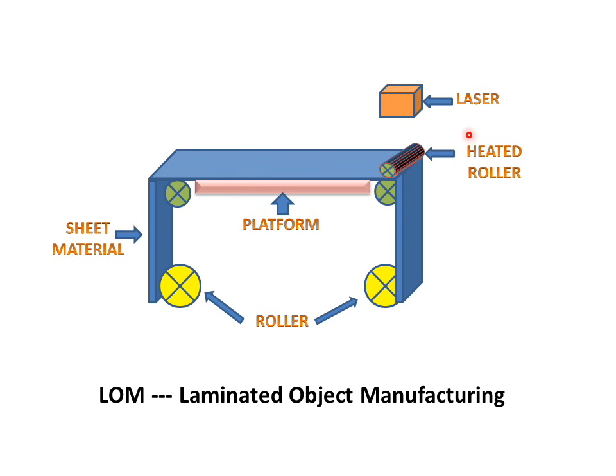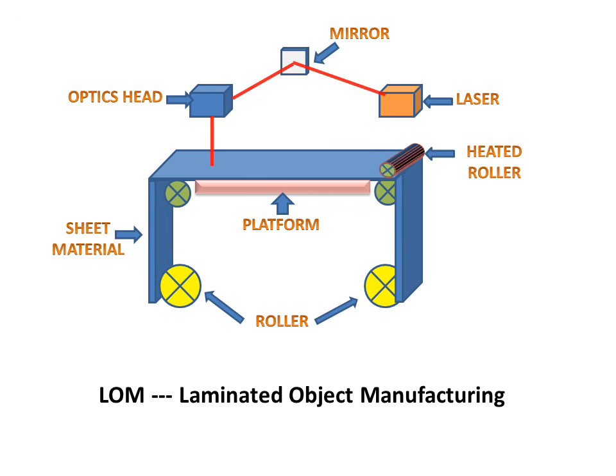This is a laser. This is a mirror, and this is an optics head which will move on the sheet according to the direction from the computer monitor. And this is a laser light, the red color. This will come from the laser, and by striking the mirror it will reflect to the optics head, and the optics head directs this laser on the sheet according to the product which we want to make.